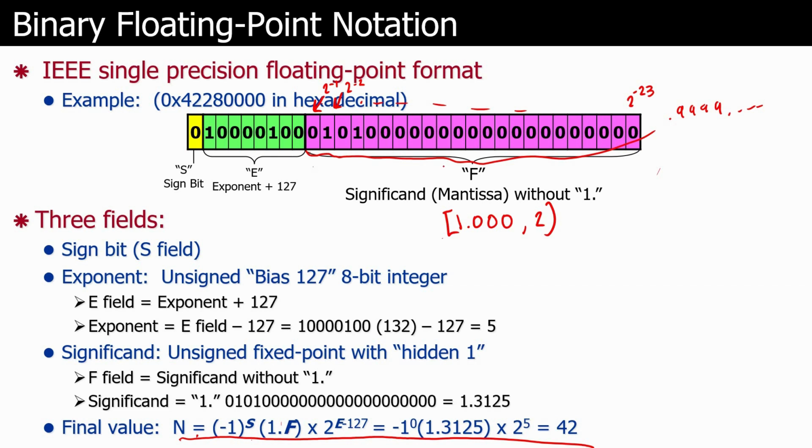And so for this example up here, we'd end up with minus 1 to the 0 times 1.3125. 0.3125 because here we have 2 to the minus 2, here we have 2 to the minus 4, and that gives us 0.25 plus 0.0625. Multiply by 2 to the 5, since in this value up here, we have binary 128 plus 4 is 132, I think. Yeah, so 2 to the 132 minus 127 gives you 2 to the 5th, and if you do all that, you get 42.